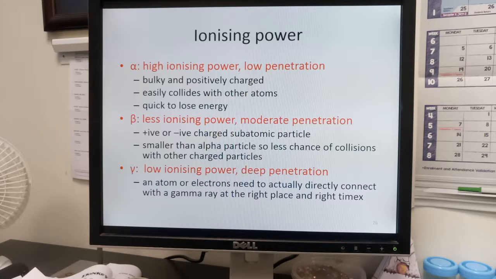Now, you'd think, well, gamma rays are right up the other end of the spectrum. Why would something like a gamma ray have really low ionizing power? Well, it all comes down to the chance of collision. Whatever it is the gamma ray is going to collide with has to be in the particular space and time to be in the way of the gamma ray. And so hence why they have such deep penetration ability. But when the gamma ray hits, it will ionize, but the chance of it hitting something is quite low.